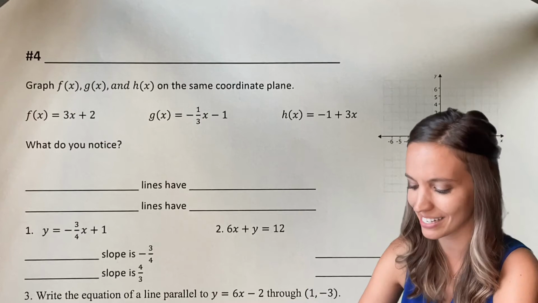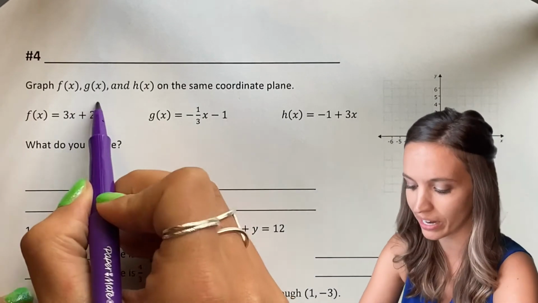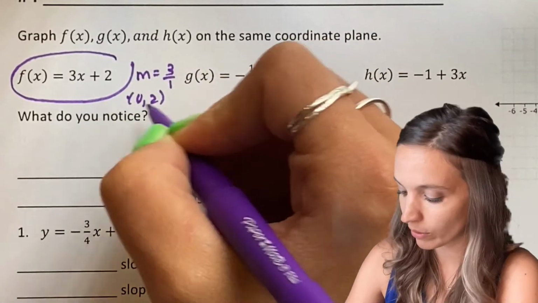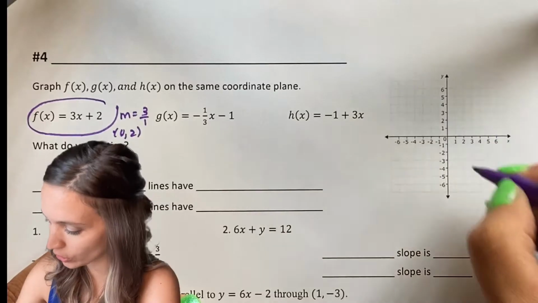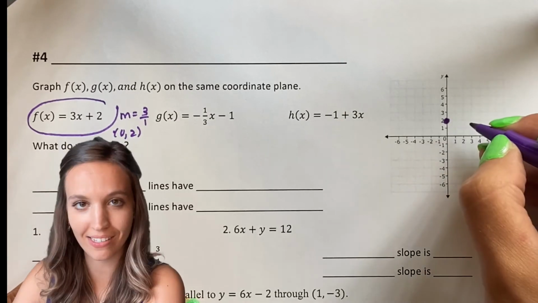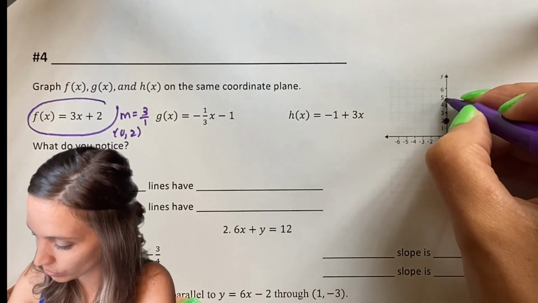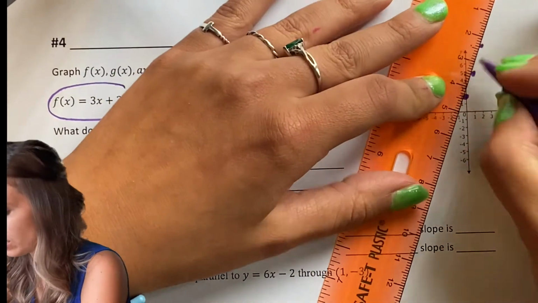Graph f of x, g of x, h of x on the same coordinate grid. Okay, so f of x, I'm going to graph that one in purple. This one's in slope-intercept form, so we've got our slope 3 over 1 and we've got our y-intercept 0, 2. So let's go and graph that on our coordinate grid. So 0, 2, because that is where I'm going to start because it's slope-intercept form. On the y-axis, because it's the y-intercept. So this is where I start, and I'm going to use my slope to rise up 1, 2, 3 over 1. And then I'm going to do it again for safety.